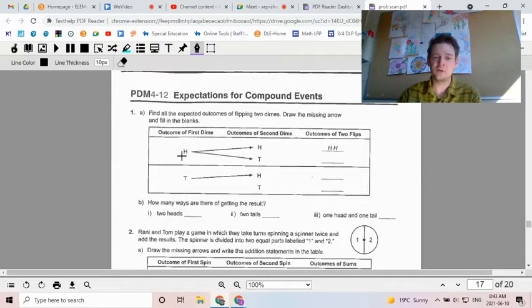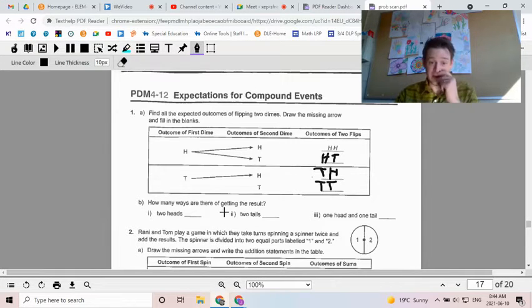We could have the first coin be heads and the second coin be heads. We could have the first coin be heads and the second coin be tails. We could have the first coin be tails and the second coin be heads. And we could have both coins be tails. So we've got 4 different outcomes from those 2 flips.